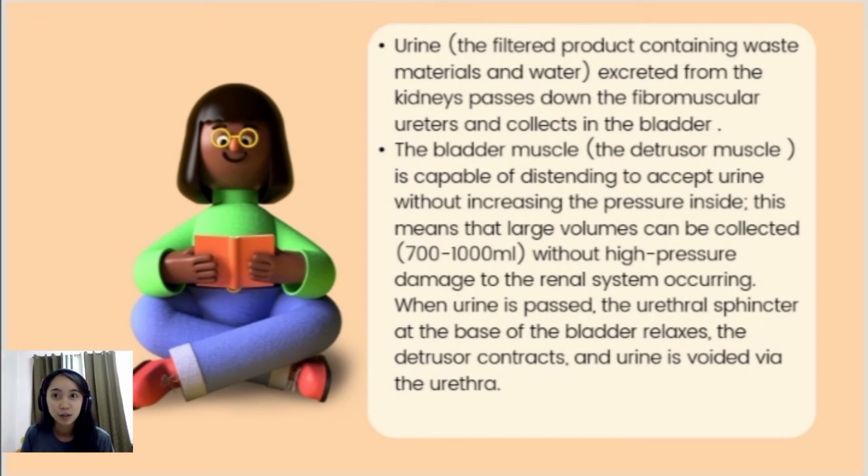The bladder muscle is capable of distending to accept urine without increasing the pressure inside. This means that larger volumes can be collected, approximately 700 to 1000 ml. Without high pressure, damage to the renal system is avoided. When urine is passed, the urethral sphincter at the base of the bladder relaxes. The detrusor contracts and the urine is voided via the urethra.